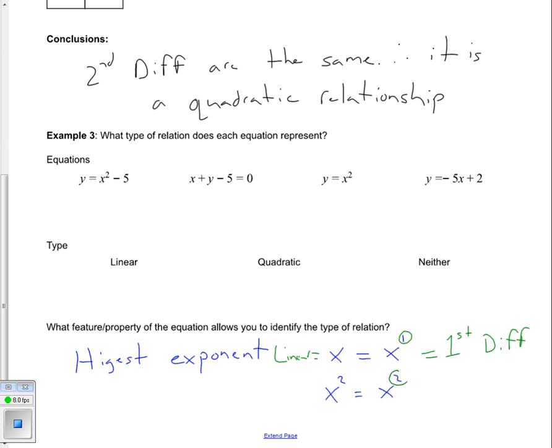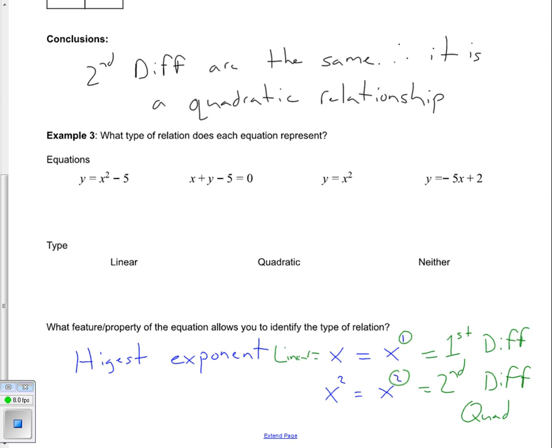If the highest exponent in the equation is a 2, then that means that the second differences are the same. Okay, and we've already talked about how if the second differences are the same, then it's quadratic. Okay, so you always have to look at the highest exponent that's in the equation, and that will determine for you whether or not it's a linear or quadratic relationship.